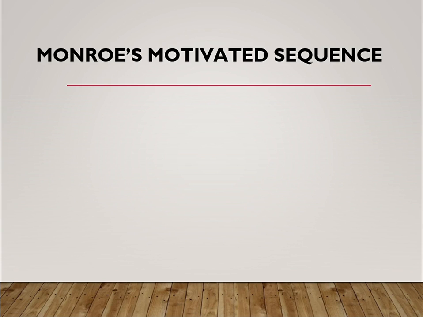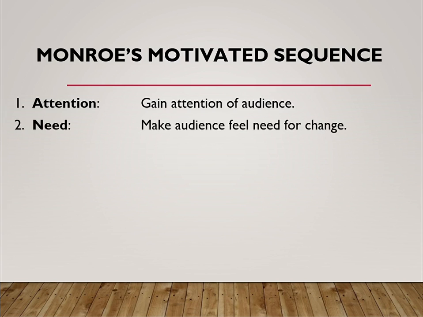Now let's go into Monroe's motivated sequence. It has 5 steps, and the first step is attention, which is you need to gain the attention of the audience, and this is obviously in the introduction. As with your informative speech outline, I have commented on quite a number of people's outlines that you need to make your introduction more interesting. Avoid cliches, avoid very general or vague introductions. You need to think of how you can gain people's attention. The second is the need.